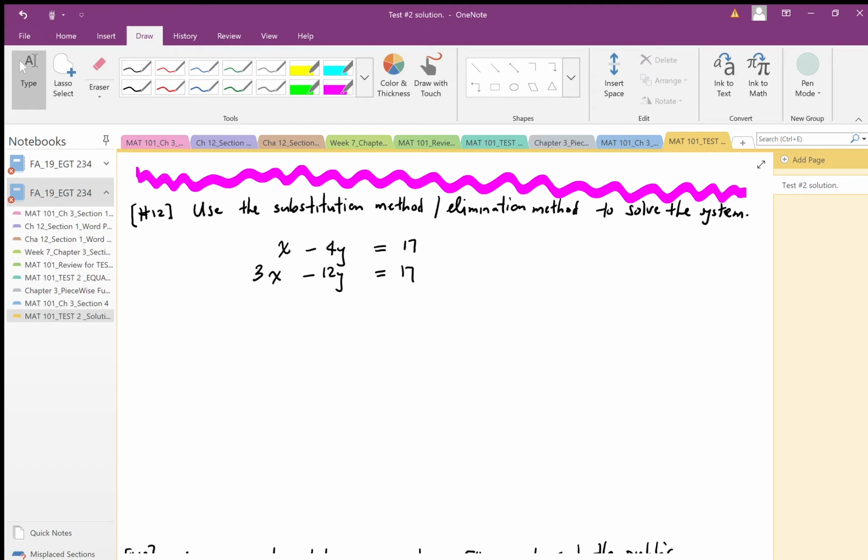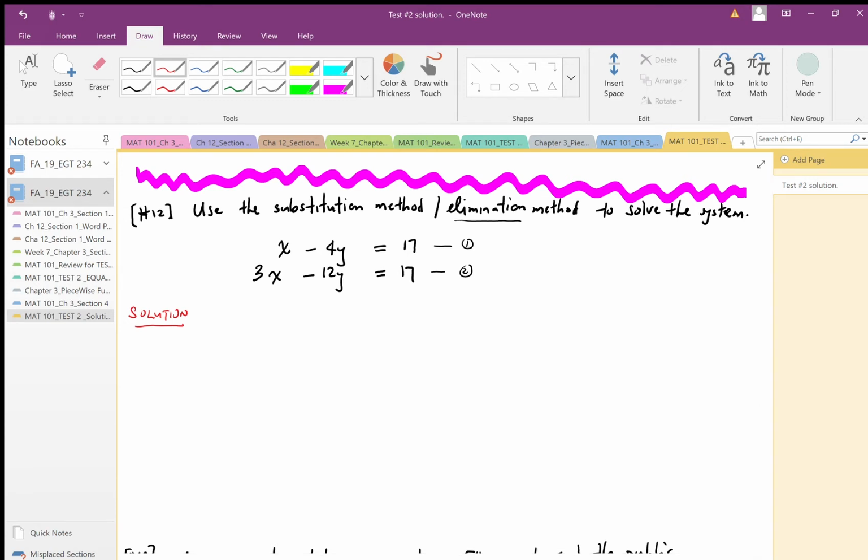Okay, so for number 12, we need to use the substitution method or the elimination method to solve the linear system of equations we have here. We can look at this as equation 1, and this as equation 2. For our solution, you typically want to see how you can cancel out one of these variables, either x or y. So let's try to get rid of x.